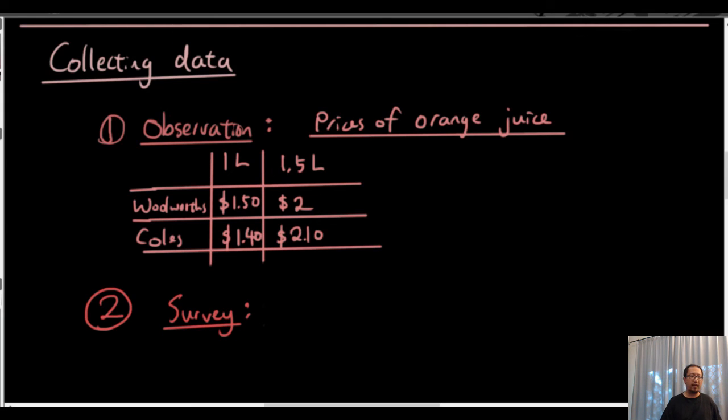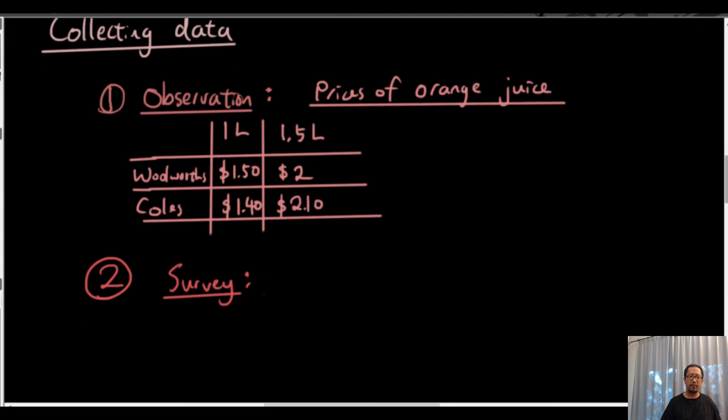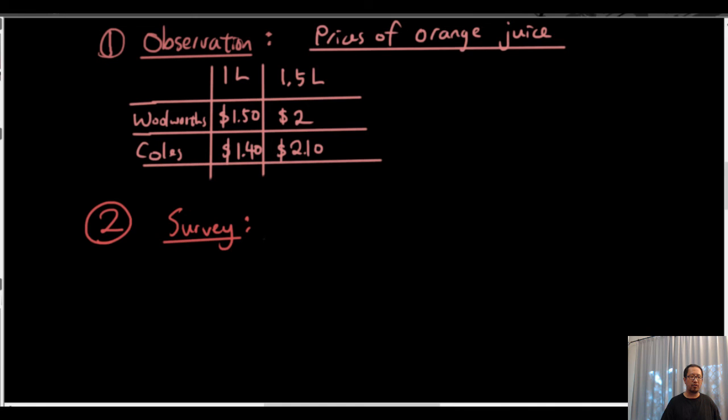Okay, now with surveys, obviously things could be... Wait, what am I talking about? So with surveys, you typically want to construct a questionnaire. How do you spell that? Questionnaire. All right. You typically want to construct some sort of questionnaire.